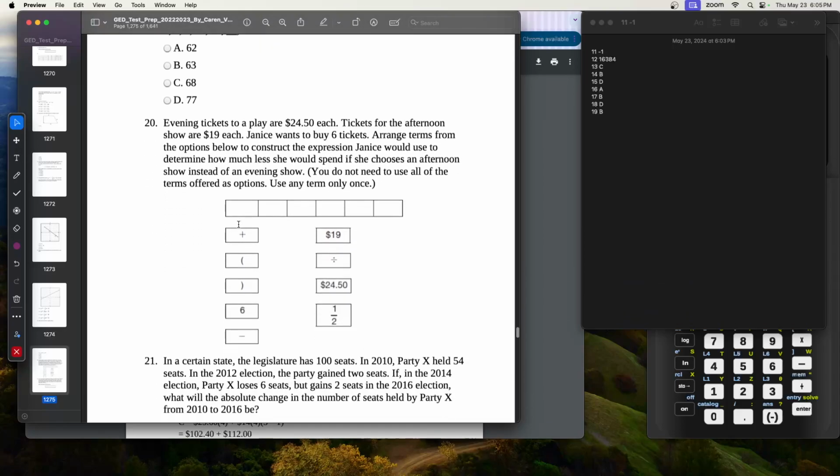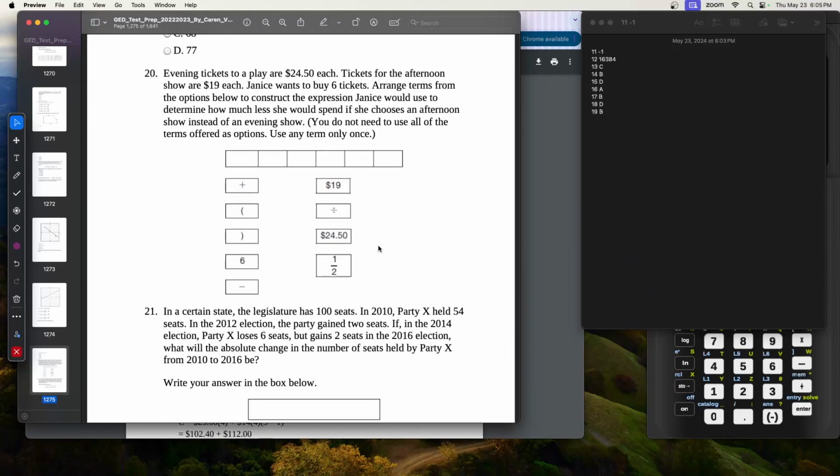Just making sure. Good. Question 20. Evening tickets to a play are $24.50 each. Tickets for the afternoon show are $19 each. Janice wants to buy 6 tickets. Arrange terms from the options below to construct the expression Janice would use to determine how much less she would spend if she chooses an afternoon show instead of an evening show. You do not need to use all the terms offered as options. Use any term only once.